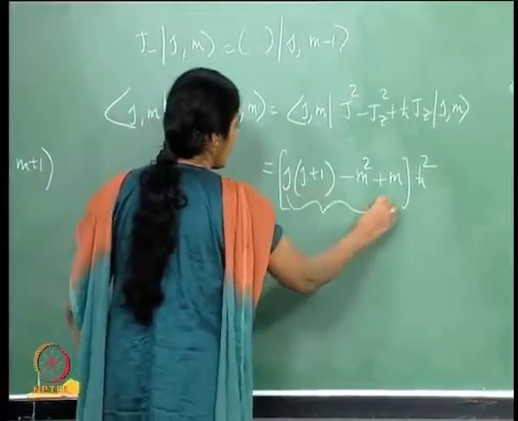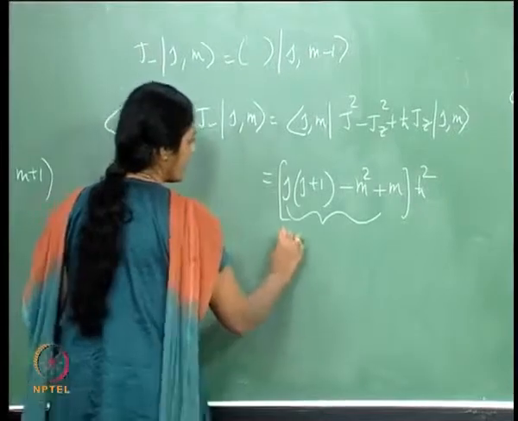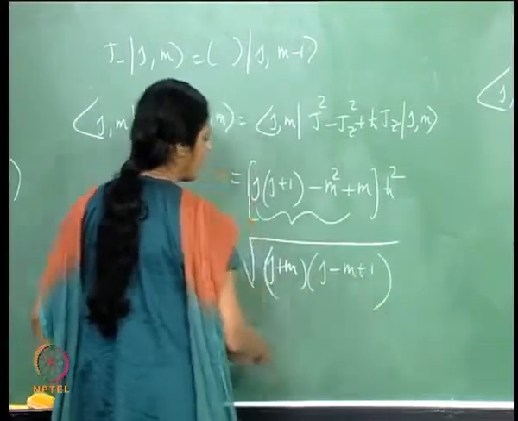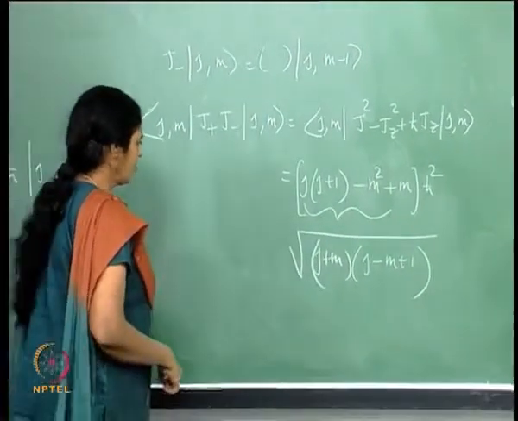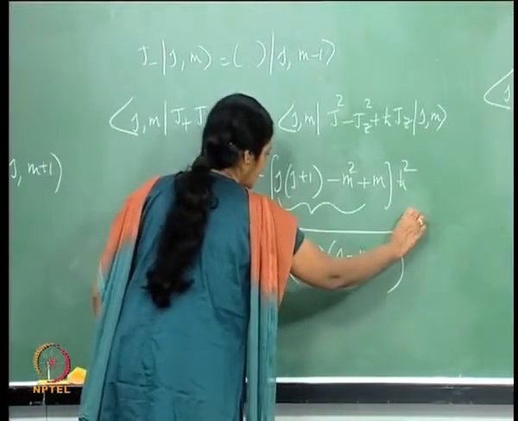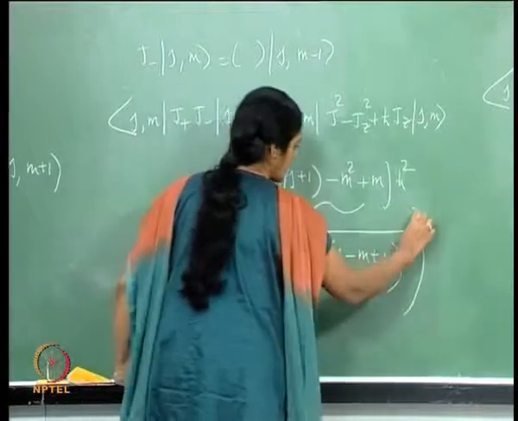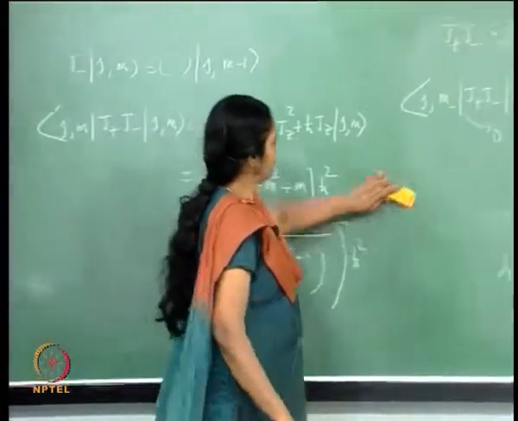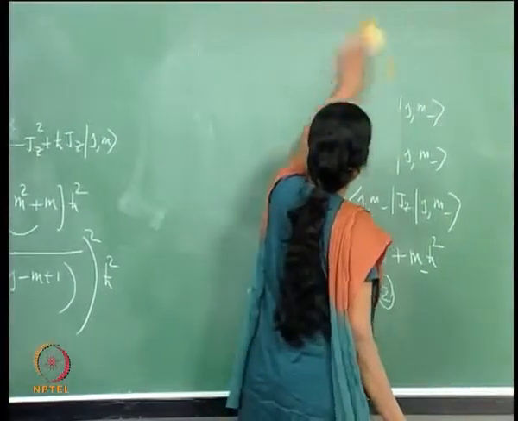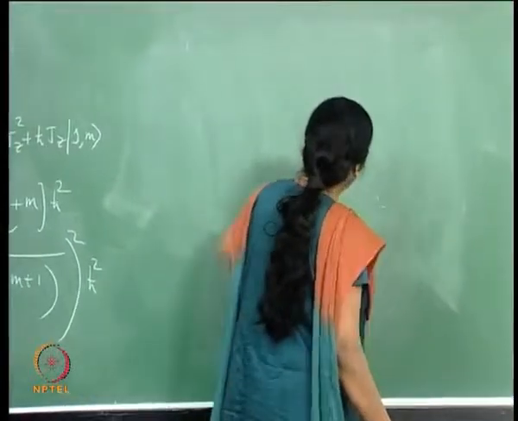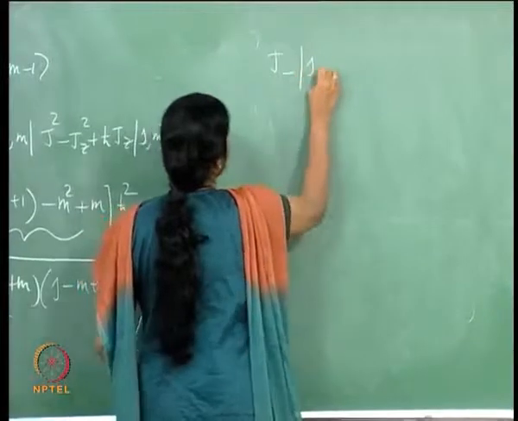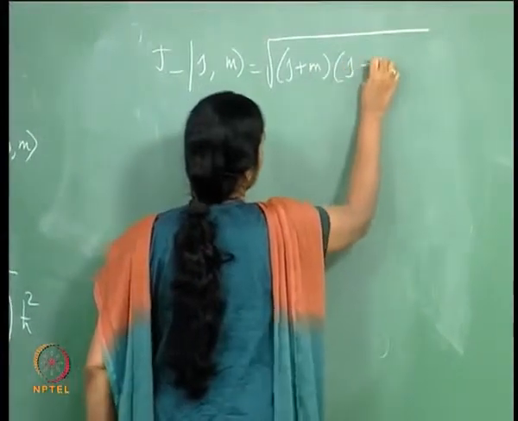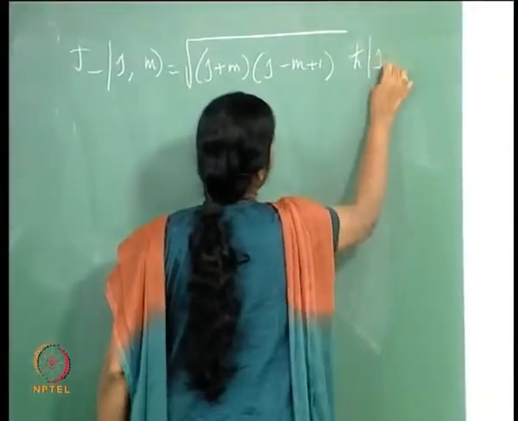And this can be written as the root of j plus m into j minus m plus 1, the whole squared. It is simply a way of writing it. From which it is clear that J minus acting on the state |j, m⟩ gives me the root of j plus m into j minus m plus 1, times ħ, |j, m-1⟩.